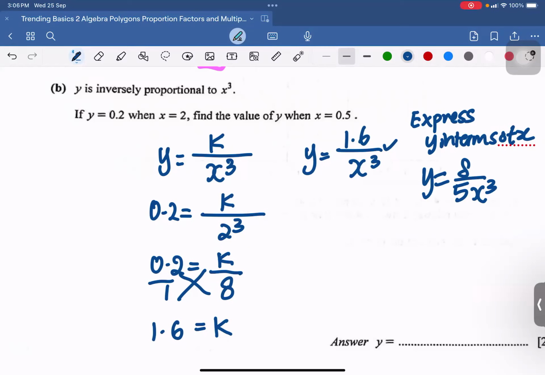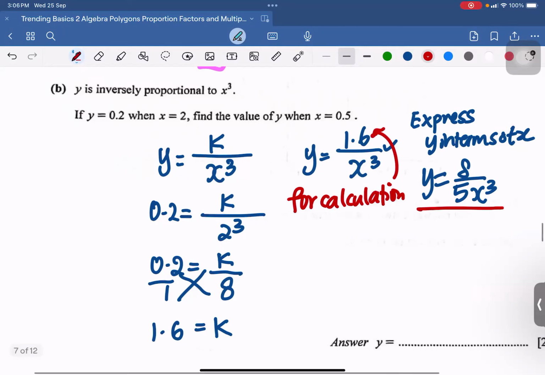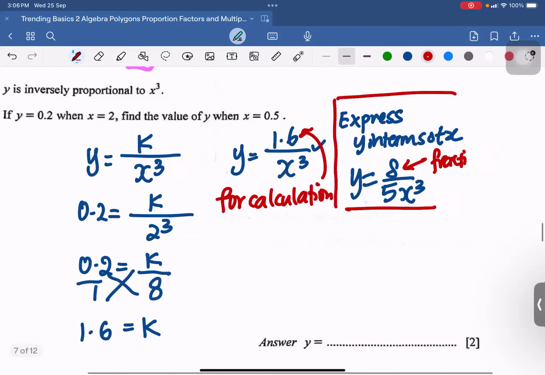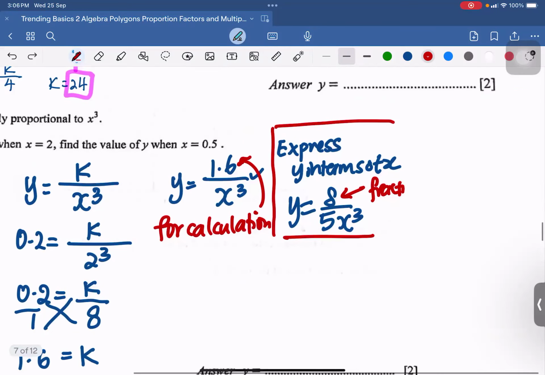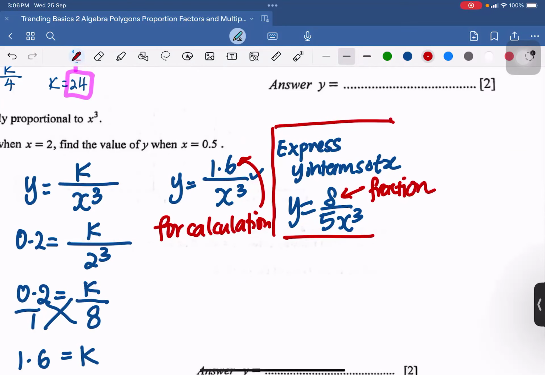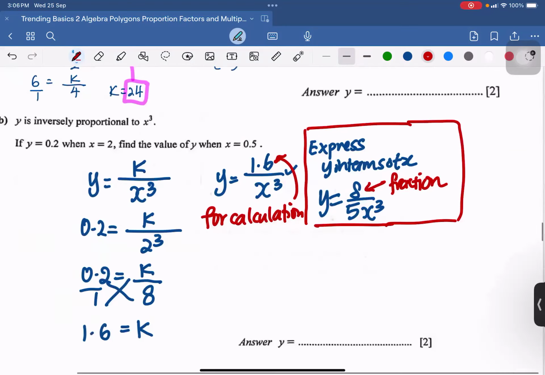Okay, we can use the decimal form for calculation. So you use this type for calculation when you have a decimal place, right? But when you want the answer to the question, express this or whichever, then this one must be changed to a fraction, it cannot be a decimal place. So please take note of the slight difference.